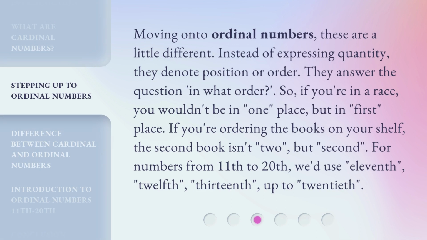Moving on to ordinal numbers, these are a little different. Instead of expressing quantity, they denote position or order. They answer the question, in what order? So, if you're in a race, you wouldn't be in 1 place, but in 1st place. If you're ordering the books on your shelf, the second book isn't 2, but 2nd. For numbers from 11th to 20th, we'd use 11th, 12th, 13th, up to 20th.